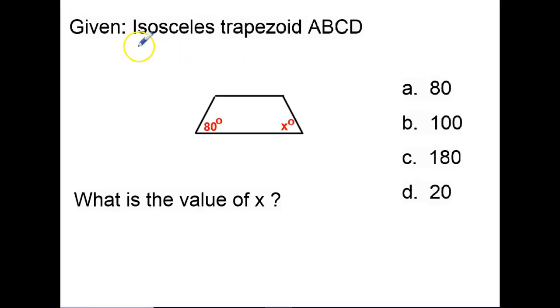An isosceles trapezoid, right here, it's got base angles that are the same, so if this one's 80, this one's 80. And since the top and the bottom are parallel, you know that these consecutive angles have to add up to 180. So it's going to look like this. Here are some more problems to illustrate that.